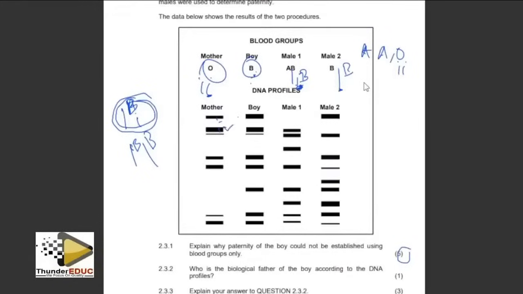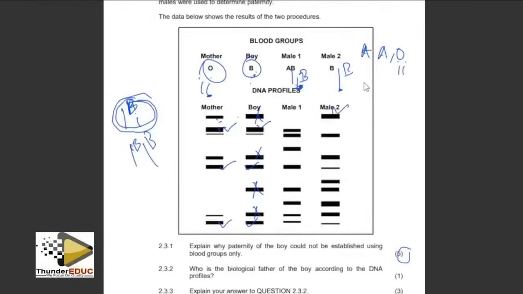Oh, this one corresponds. Yes. This one is not matching. This one is not matching. This one corresponds. This one is not matching because this is not. This one is matching. So now all of those ones which have X must match with the male who is the father. That's why I'm saying that the remaining bands of the boy, after those of the mother have been removed, must match with the father.